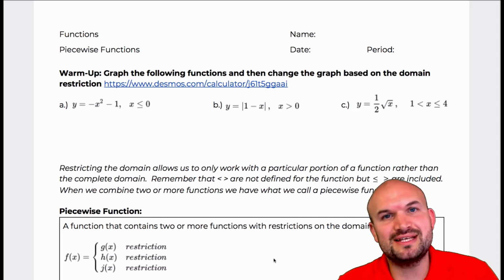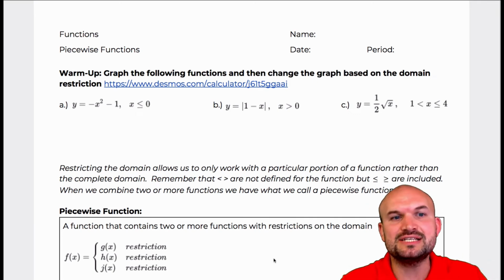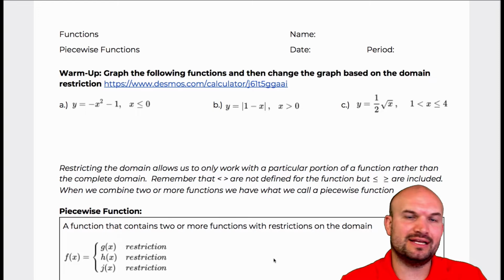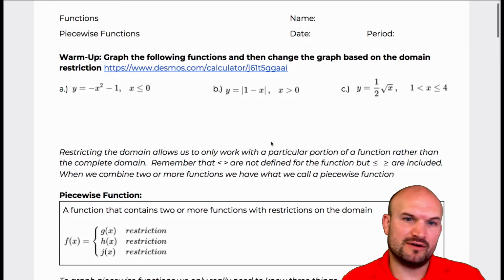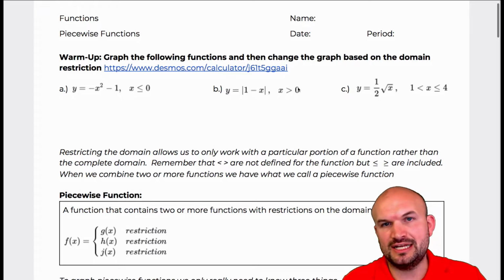Okay, welcome. Today we're going to be discussing piecewise functions. Before I describe piecewise functions, I want to start with a warm-up of graphing some functions and looking at this restriction.